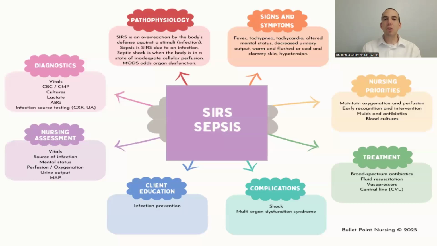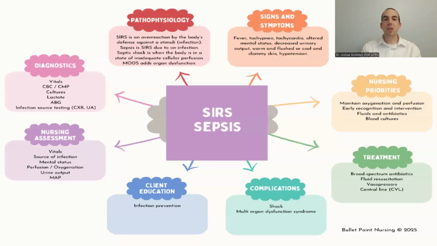And we're going to check their mean arterial pressure, which is a very common way that we monitor their circulatory status once a patient's becoming unstable. Our nursing priorities are first and foremost to maintain their oxygenation and their perfusion. We need to make sure they're getting properly oxygenated, which may include putting the patient on a ventilator. In fact, pretty much everyone with septic shock is eventually going to end up on a ventilator.